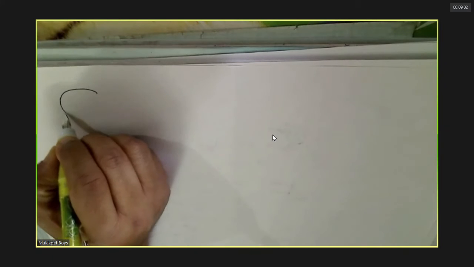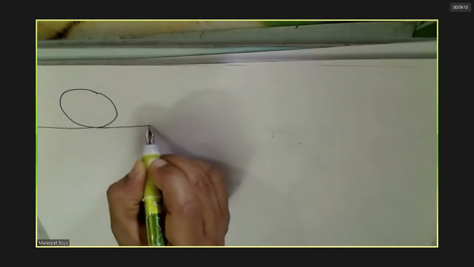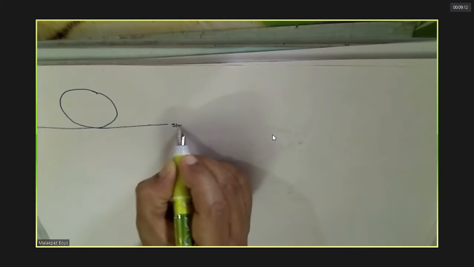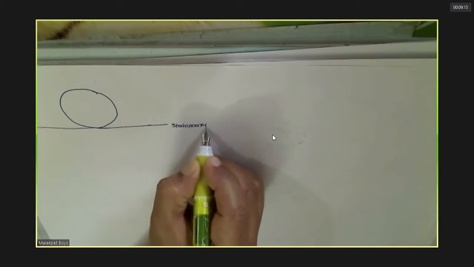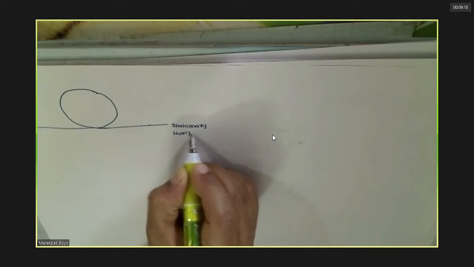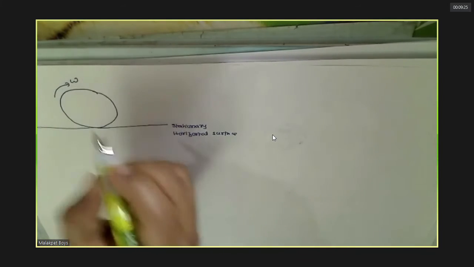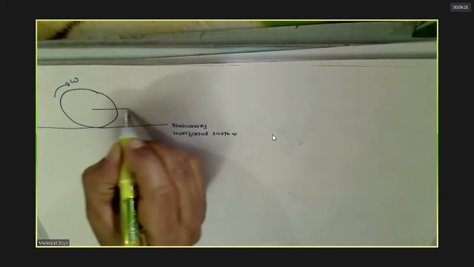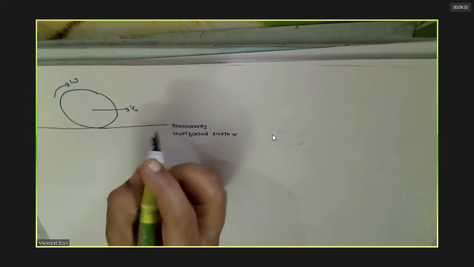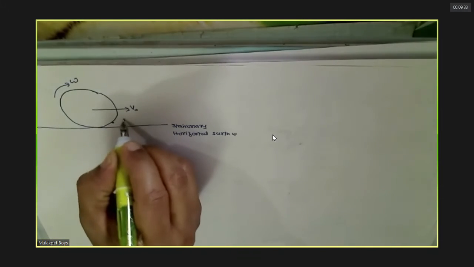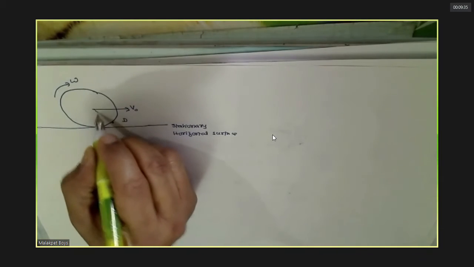See, suppose there's a body. This is stationary. This body is rotating with omega. It has V naught. Find the velocity of point D.